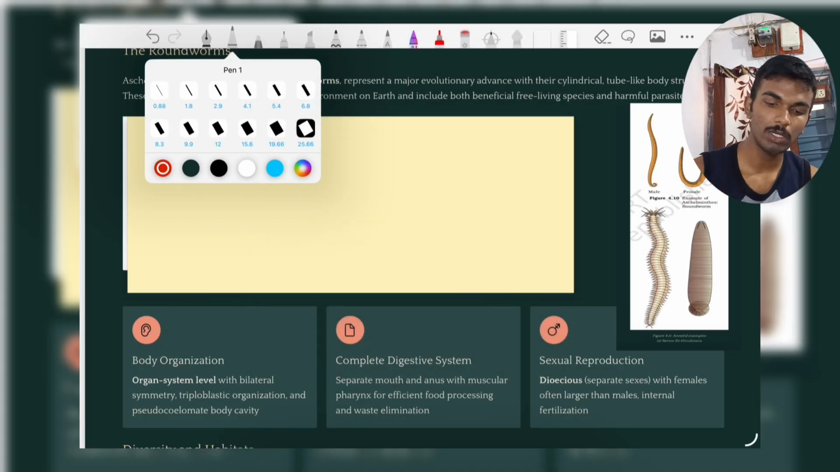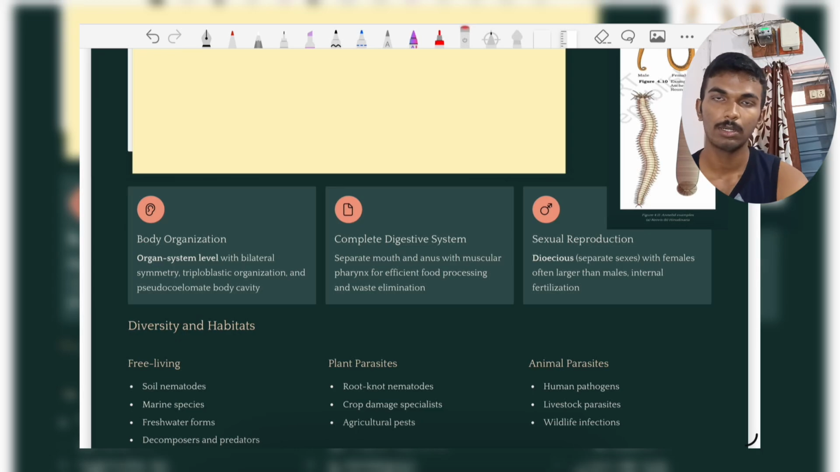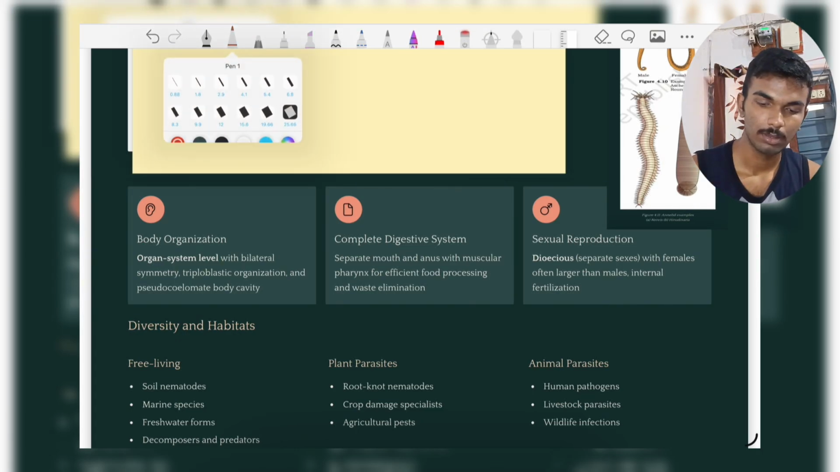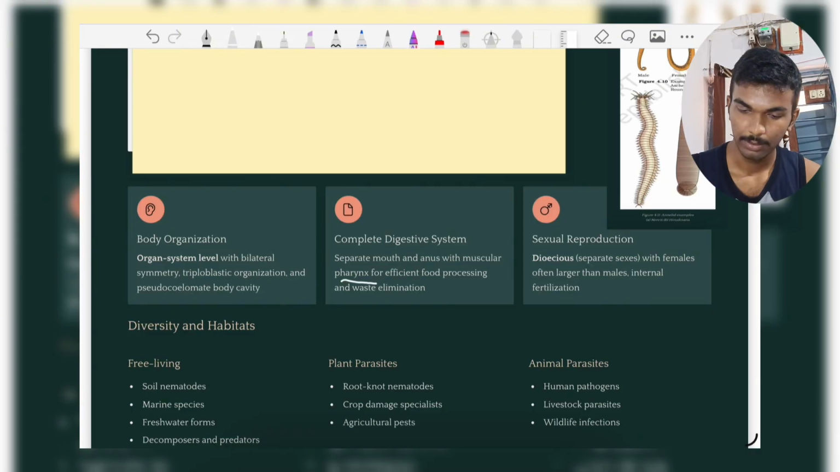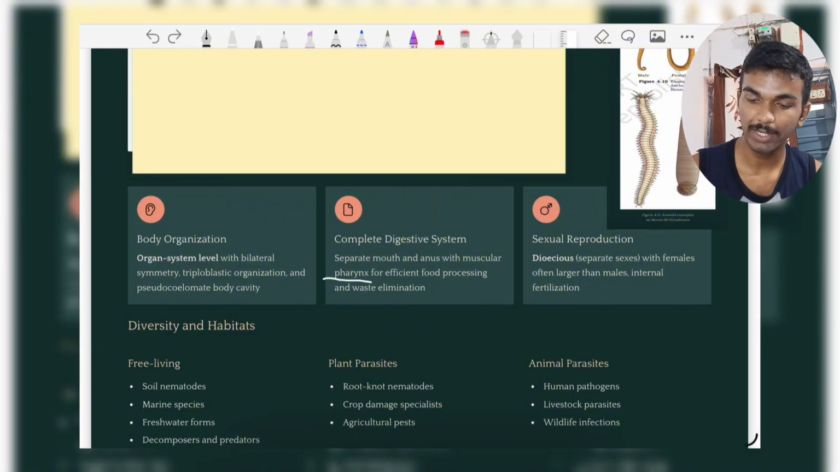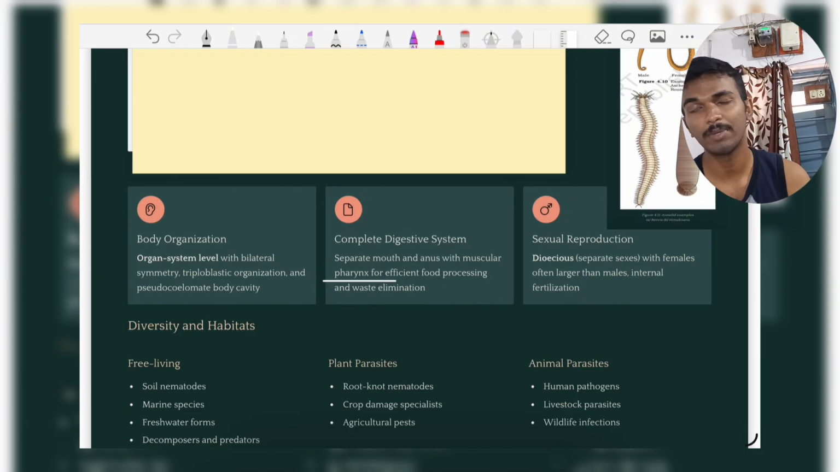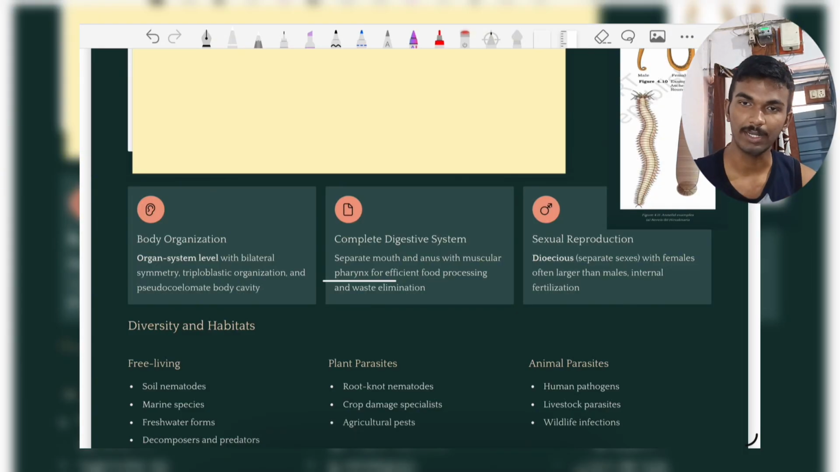Now, body organization. Organ system level with bilateral symmetry, triploblastic organization and pseudocoelomate body cavity, complete digestive system, separate mouth and anus with muscular pharynx. So in NEET, a question may be asked that which organism first possessed muscular pharynx, and there will be options like Arthropoda, Aschelminthes, Platyhelminthes. So you have to mark an example like Hirudinaria. Like earthworm, you have to mark earthworm.